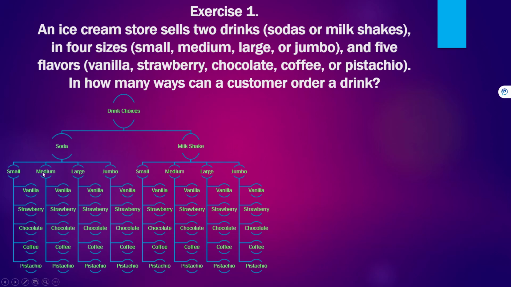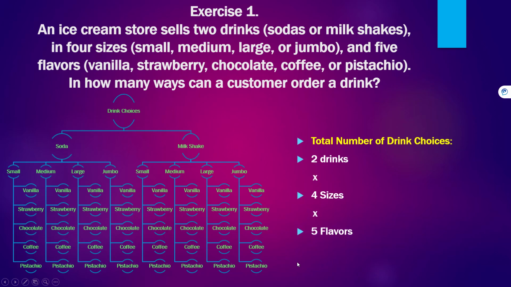So these are just all the different ways. If you can see, you have your drink choices, the 2 choices, and then you have the 4 sizes, and then all of the flavors for those sizes. So you have the 2 drinks, the 4 sizes, the 5 flavors, and whenever you multiply them all together, you have 40 different drink choices. So that's mainly what we're doing with the fundamental counting principle. We're just multiplying the number of ways for each different thing. So your answer on the first exercise is 40.